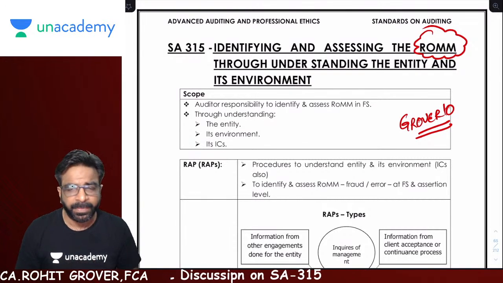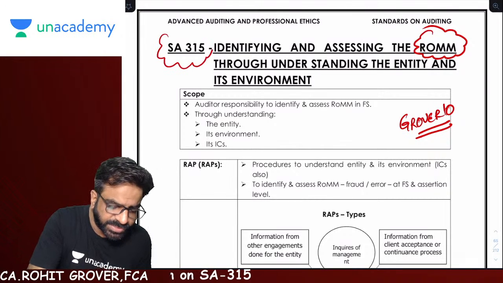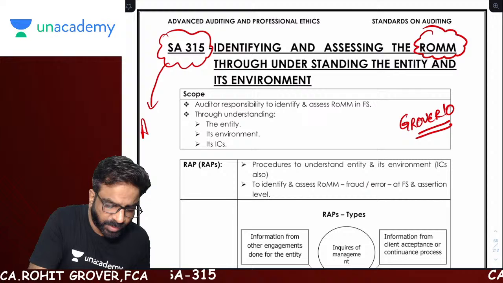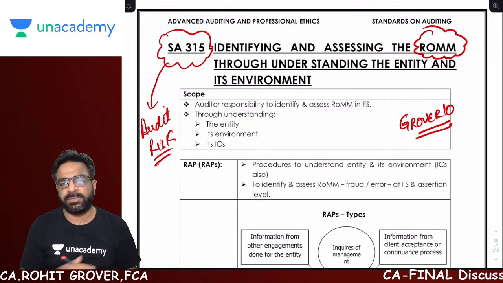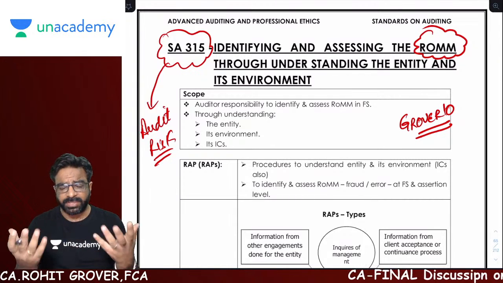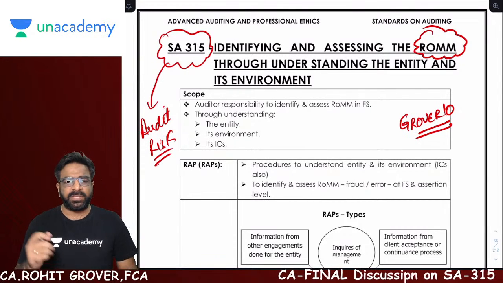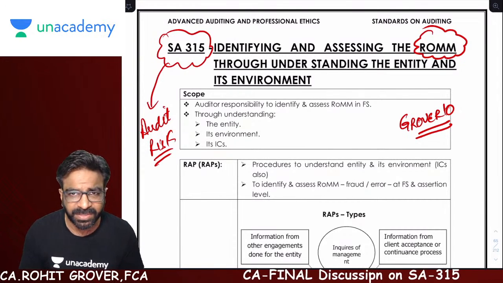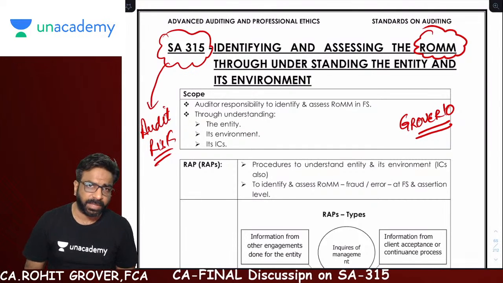Very important thing. Remember one thing, guys. SA 315 basically talks about what? Audit risk. So first of all, we have to understand what you mean by the term risk, everyone? What do you understand by risk? Risk is a probable chance of loss. If I'm not wrong, risk means a probable chance of loss which may happen, may not happen. Are you getting the point?